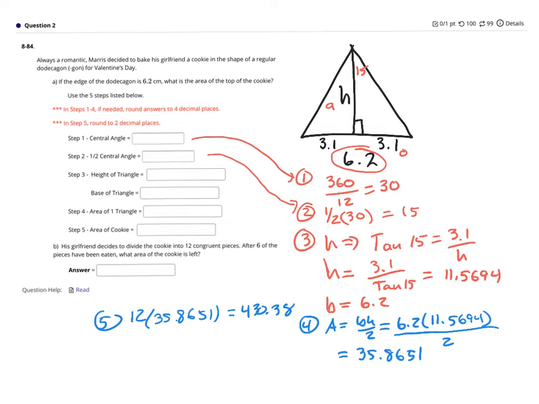430.38. Now, when you're entering these answers in, over here, we have 30, we have 15. This one's going to be 11.5694. In this step here, if you round it to 2 decimal places correctly, I think it will still give you the correct answer. However, in order to get the correct answer in number 5, you must take 4 decimal places throughout all of your calculations until you get to the very end. Then you can round it to 2. So then this would be 6.2. This one down here would be 35.8651.